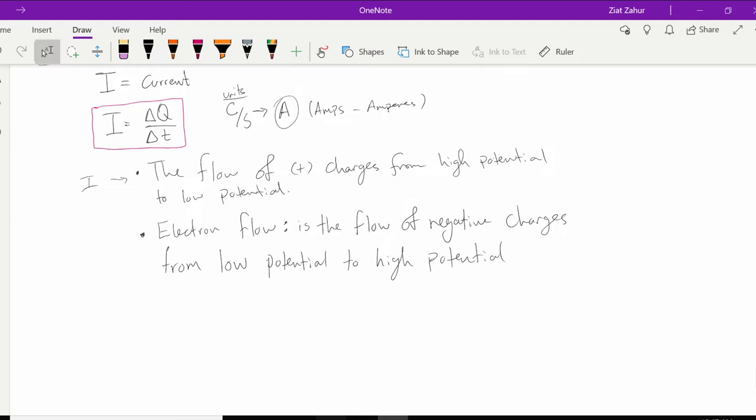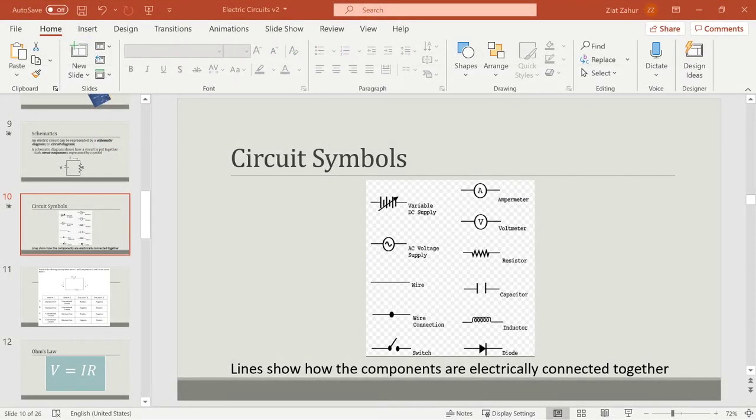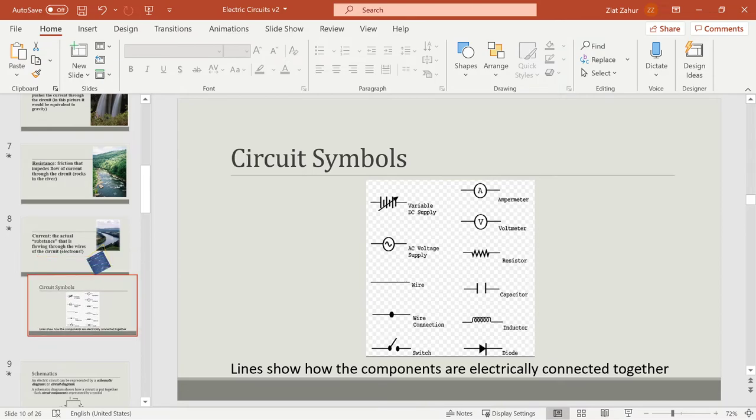Let me switch my screen to the PowerPoint. Voila. And I will move this up. Oh, there we go. So here's some circuit symbols. Write them down or draw them. The basic ones for now that you need to know are the battery, the resistor, and the other ones we'll add on to our list as we go.